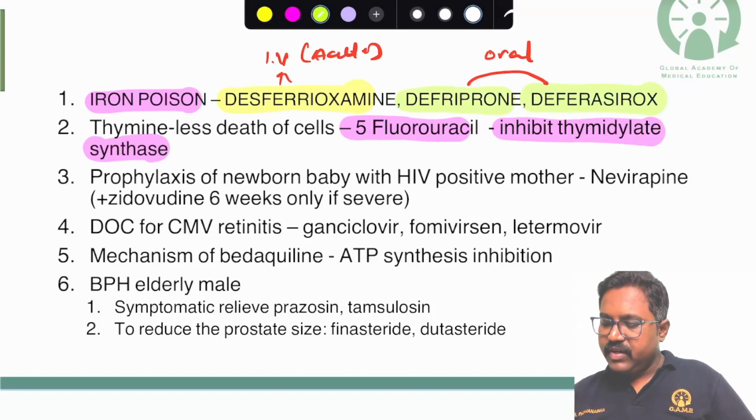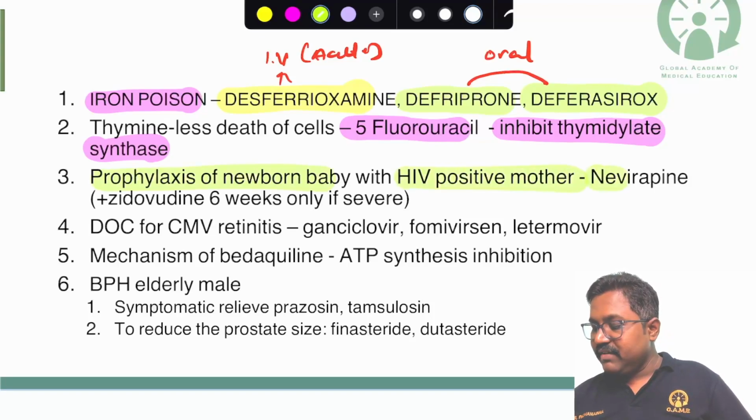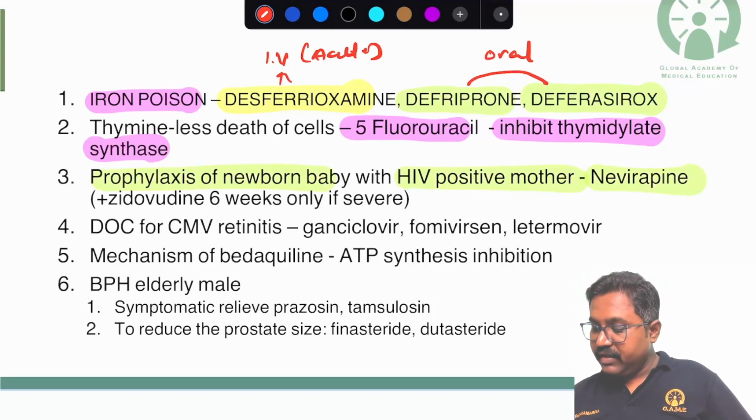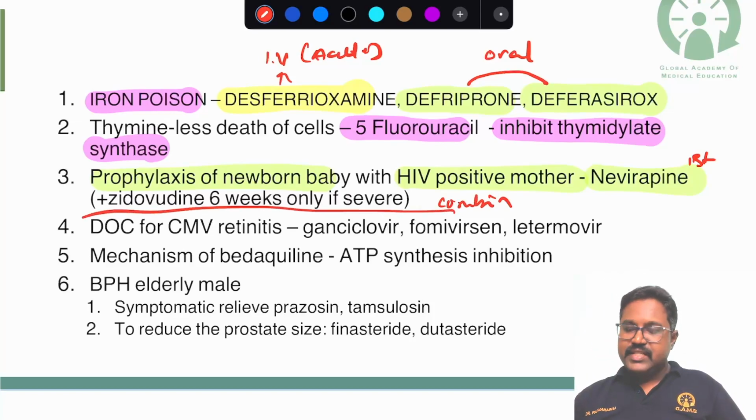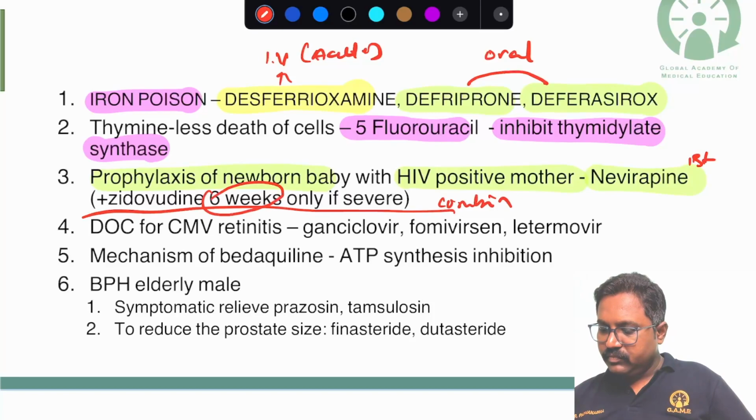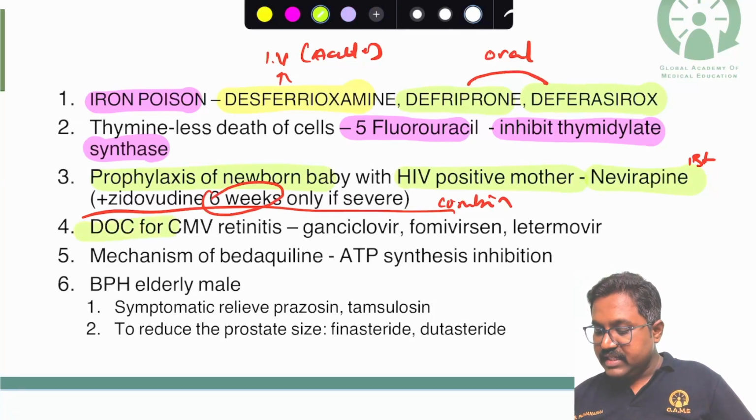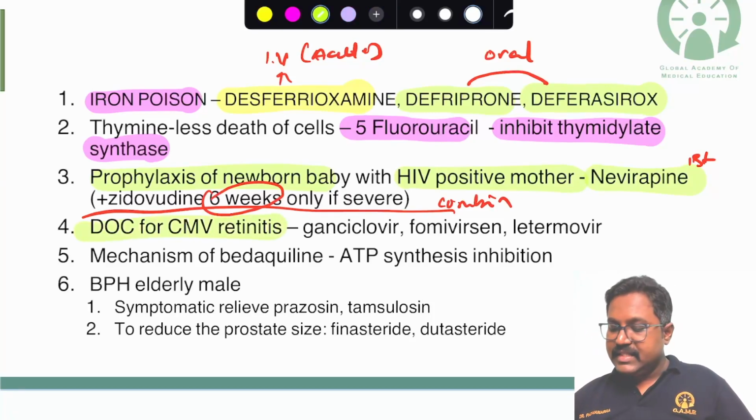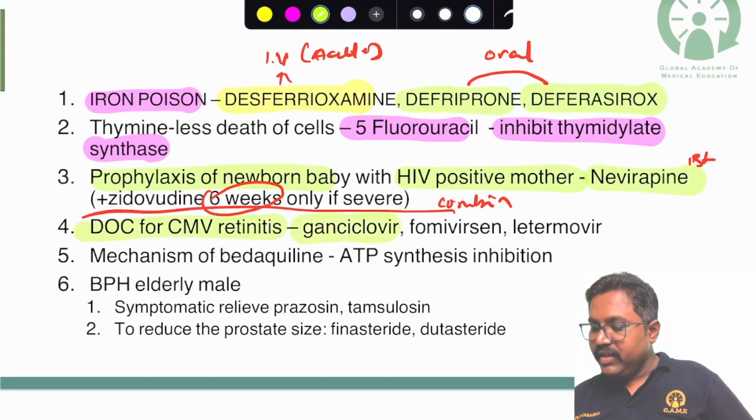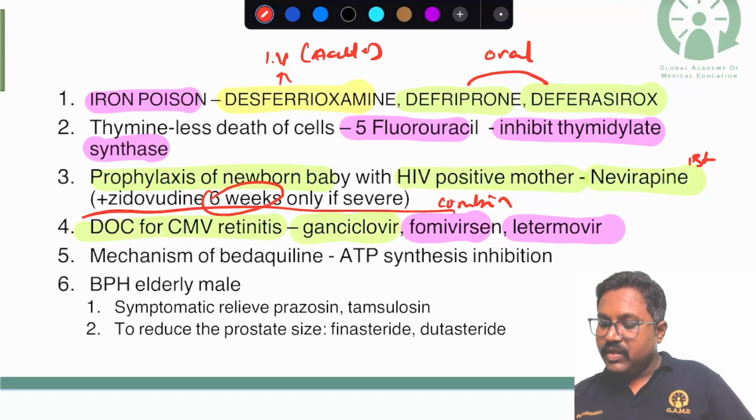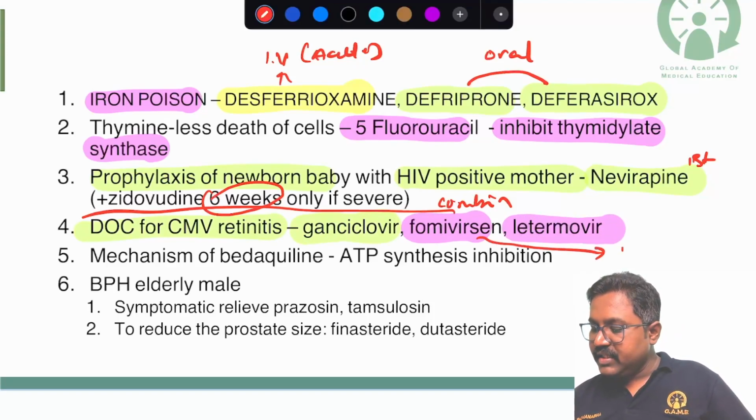So what will be the prophylaxis of a newborn baby with an HIV positive mother? You need to go with nevirapine. So first will be nevirapine. If it is not given, you can combine it with zidovudine for 6 weeks. So which is the drug of choice for CMV retinitis? CMV retinitis, the drug of choice will be ganciclovir. The other newer drugs will be foscarnet and letermovir. So one thing you should remember about foscarnet is that it can be used in resistant cases.